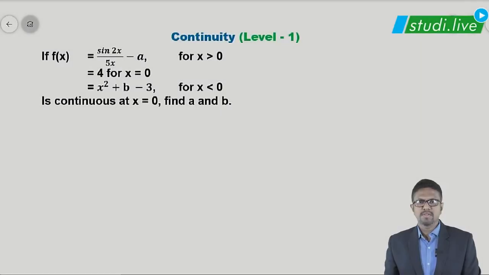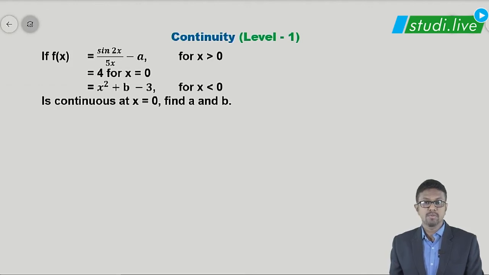Hello friends, let us now start with this next question. So the question is, if the function f of x is sin 2x upon 5x minus a when x is greater than 0, is equal to 4 when x equal to 0, and x square plus b minus 3 when x is less than 0, is continuous at x equal to 0, then we have to find the values of a and b. So quite an easy question.